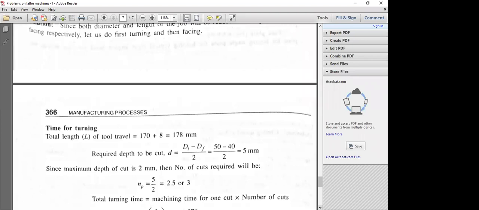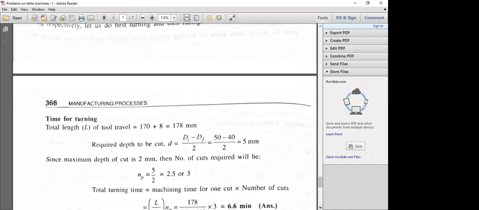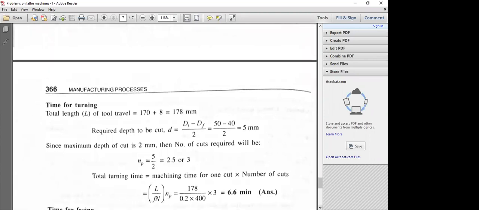So what is the total turning time, or the machining time? It is given by the machining time for one cut into the number of cuts. We have done this derivation already. NP is 3, so what is the machining time for one cut? It is capital L by F into N. Here people will be confused, because in the data he has given 170. If they put 170, they will get a wrong answer. You have to consider that particular 8 that is given in the data.